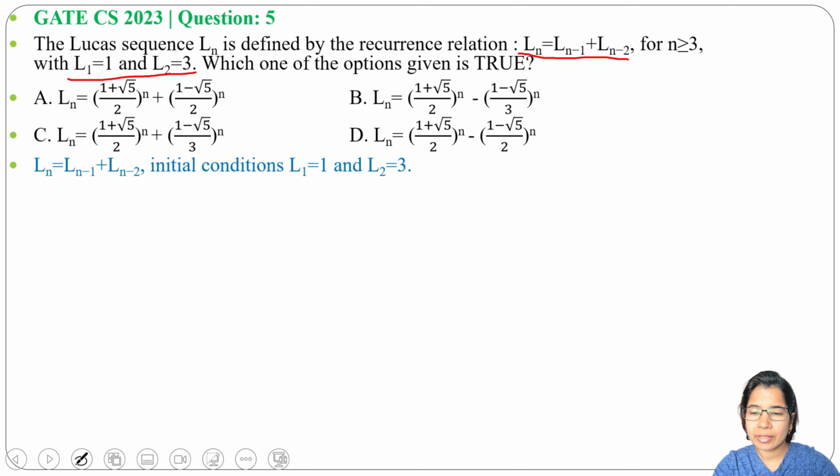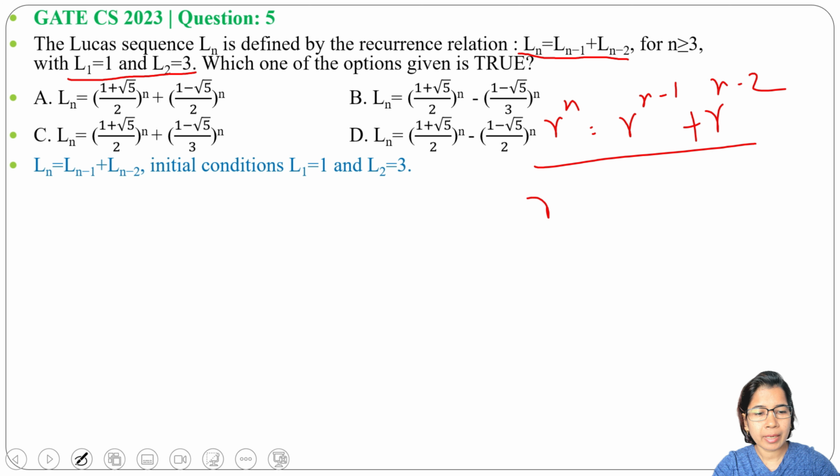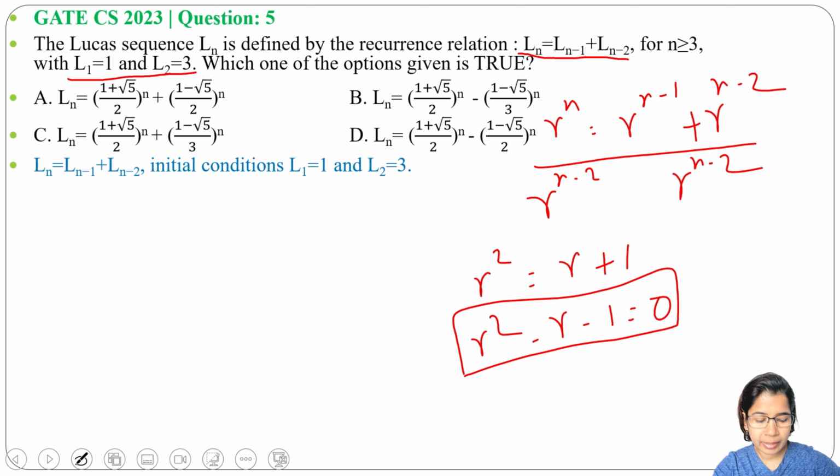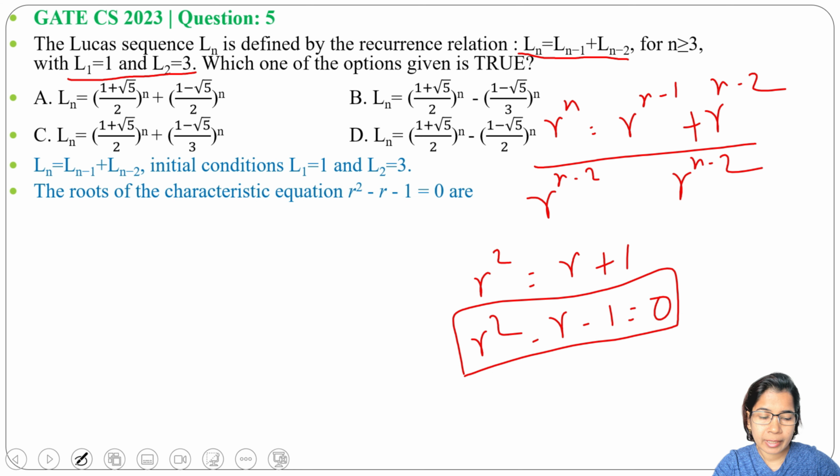How will we find the characteristic equation? In place of L(n), we'll write r^n = r^(n-1) + r^(n-2), and divide both sides by r^(n-2). So after division, it will be r^2 = r + 1. Now take everything to the left side, so r^2 - r - 1 = 0. This is our characteristic equation. We got the characteristic equation.